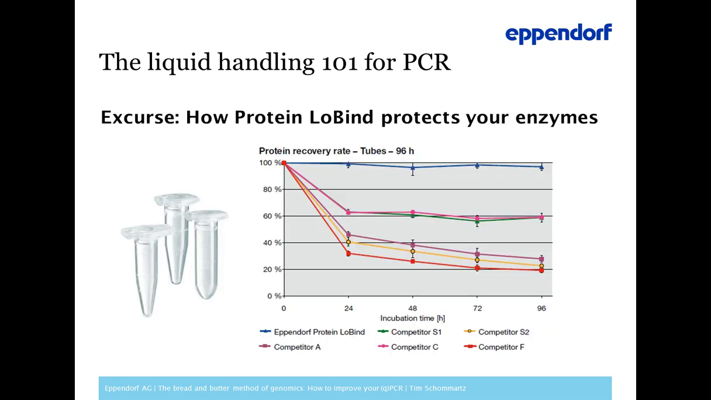So a quick excursus: how can consumables help you with those aliquots? There is a technology called protein low bind for tubes. And as you can see here on the slide, if you aliquot your enzymes in this kind of tubes, you won't lose any protein to the plastic material. So your enzymes stay intact during long-term storage.